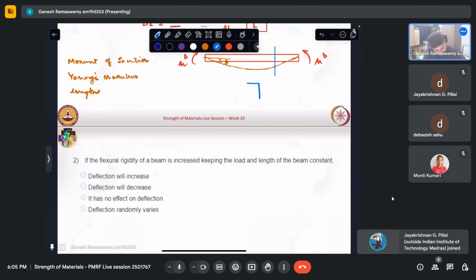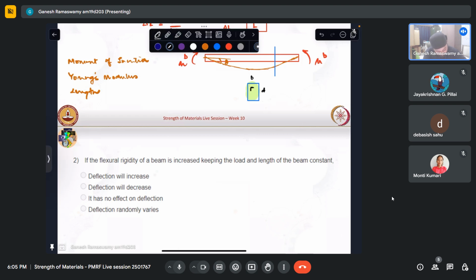If I were to look at this beam, let us say it is a rectangular beam, made of some material and of some dimensions B, D, and let this be some steel. So EI is what we term as its flexural rigidity. Flex meaning bending, so flexural rigidity.